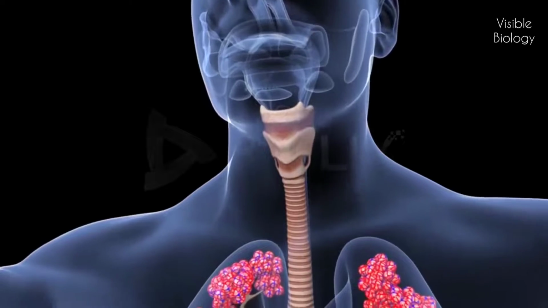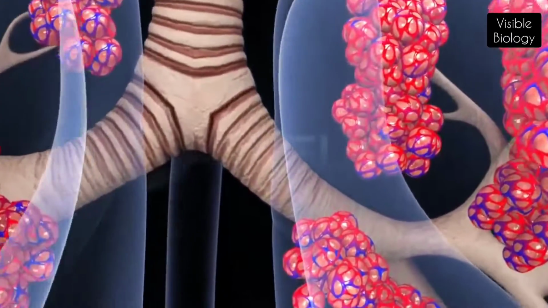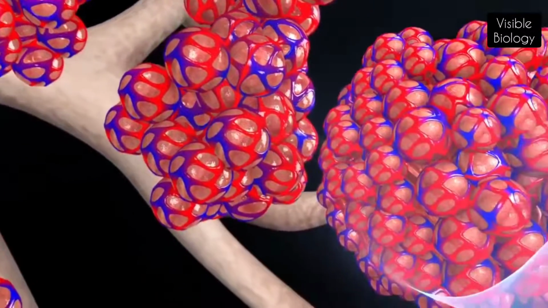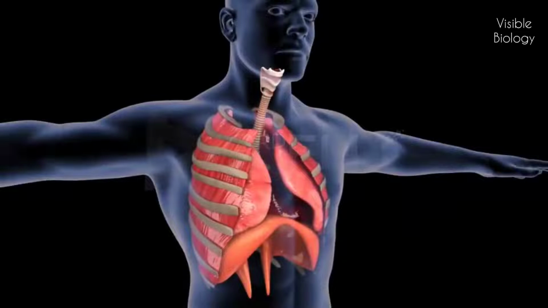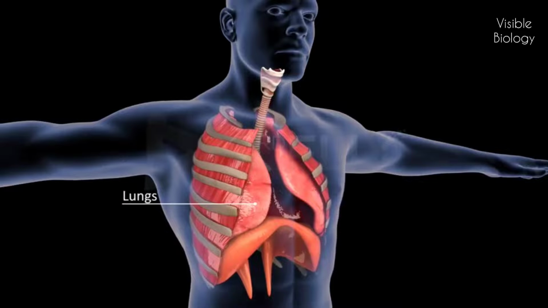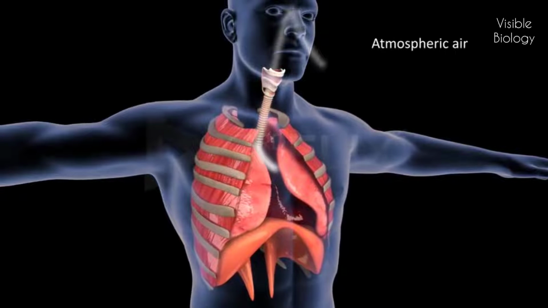Mechanism of respiration. Breathing or ventilation is the means by which atmospheric air is taken to the respiratory surface for gaseous exchange. The movement of air into and out of the lungs is carried out by creating a pressure gradient between the lungs and the atmospheric air.